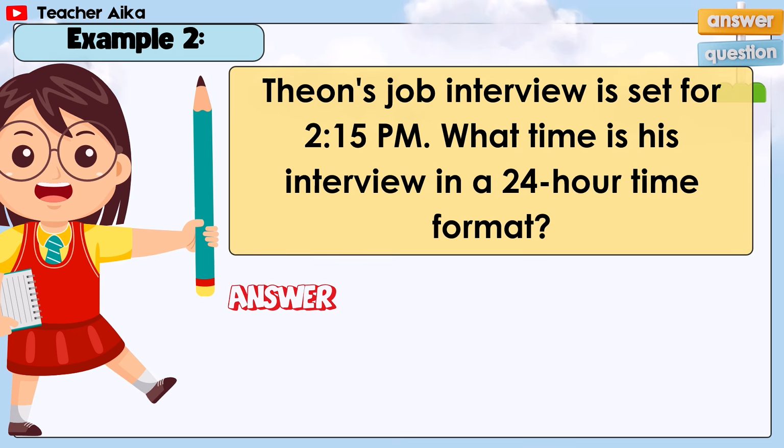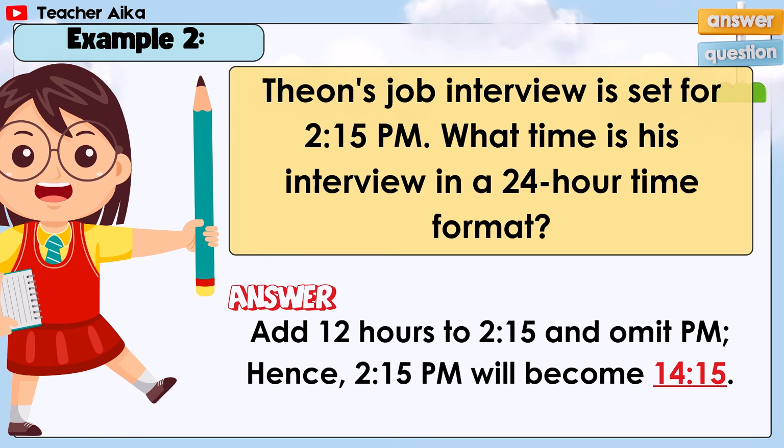Theon's job interview is set for 2:15 p.m. What time is his interview in a 24-hour time format? The answer, add 12 hours to 2:15 and omit p.m. Hence, 2:15 p.m. will become 14:15.